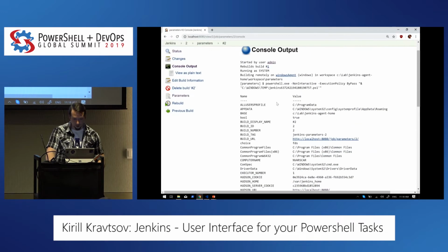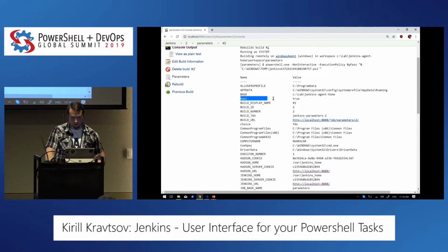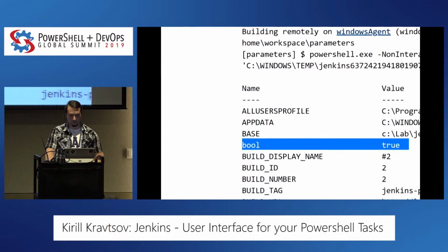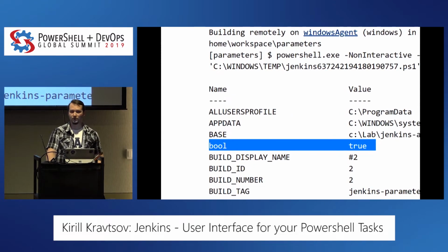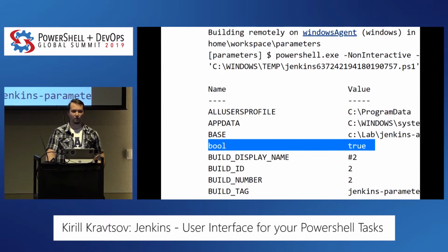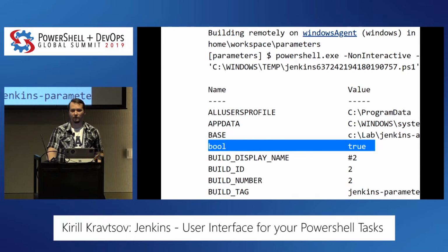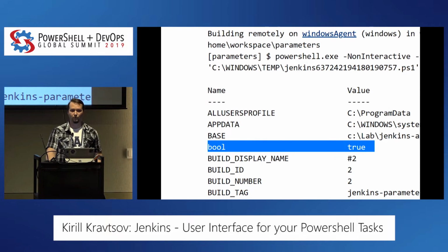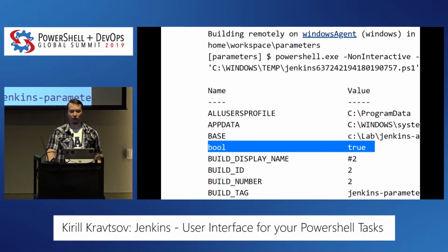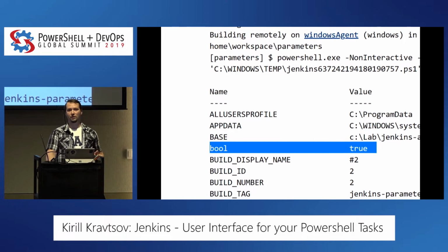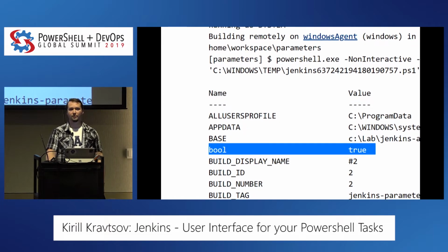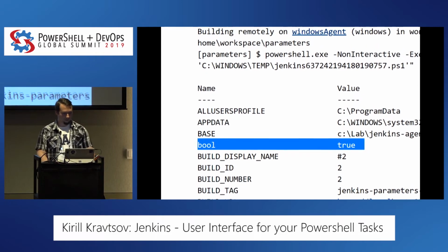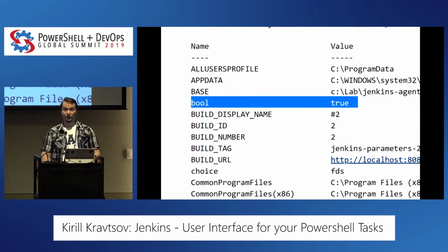And if we check our variables here, so this is the one that we defined. An interesting thing about this one, you can see the value is true, but this is actually a string. So this is not your Boolean value because, obviously, environment variables don't really know what Boolean type is. So everything here is a string. And when you use it in PowerShell, you would have to adapt accordingly to what you're receiving from Jenkins.